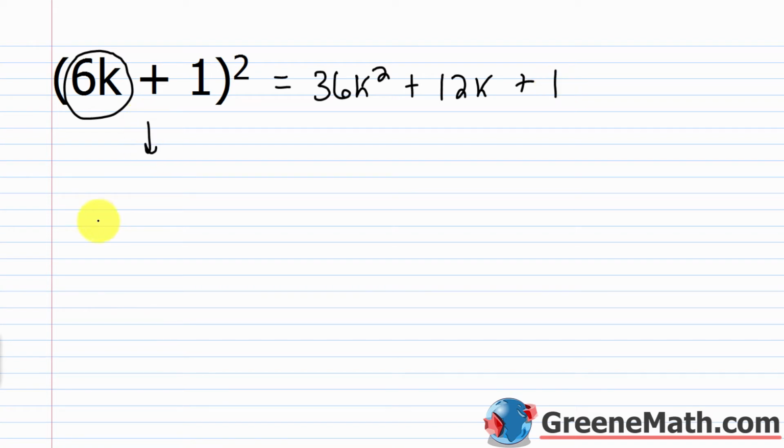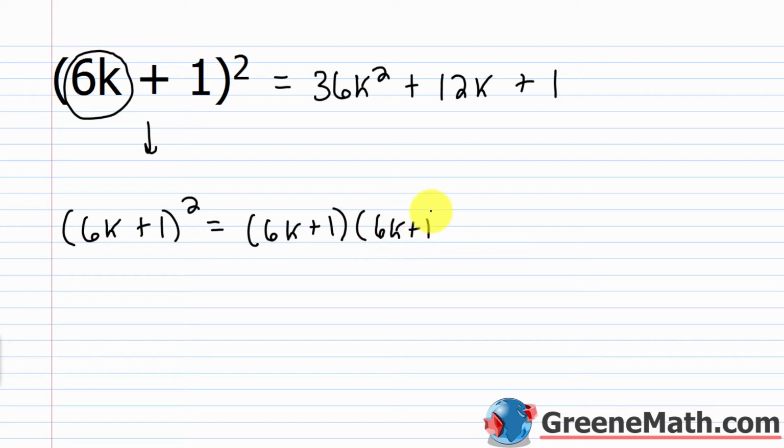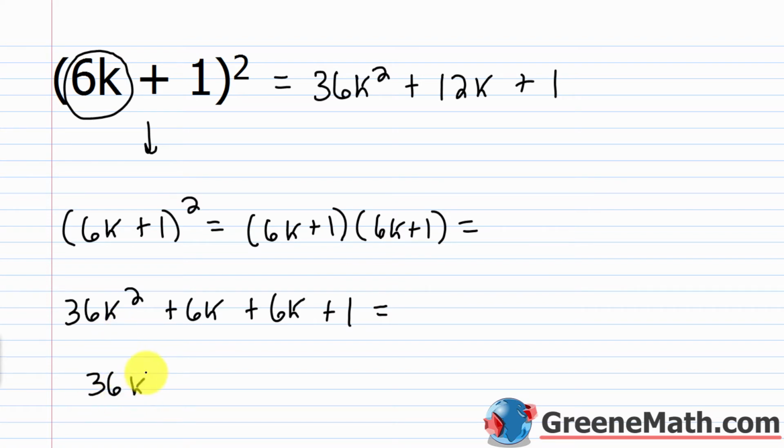And again, we can prove this. We have (6k plus 1) squared. So this is (6k plus 1) times (6k plus 1). 6k times 6k is 36k squared. 6k times 1 is plus 6k. 1 times 6k is, again, plus 6k. Then lastly, 1 times 1 is 1. So we get 36k squared plus 6k plus 6k is 12k, plus 1. Again, exactly what you got there by using the shortcut.